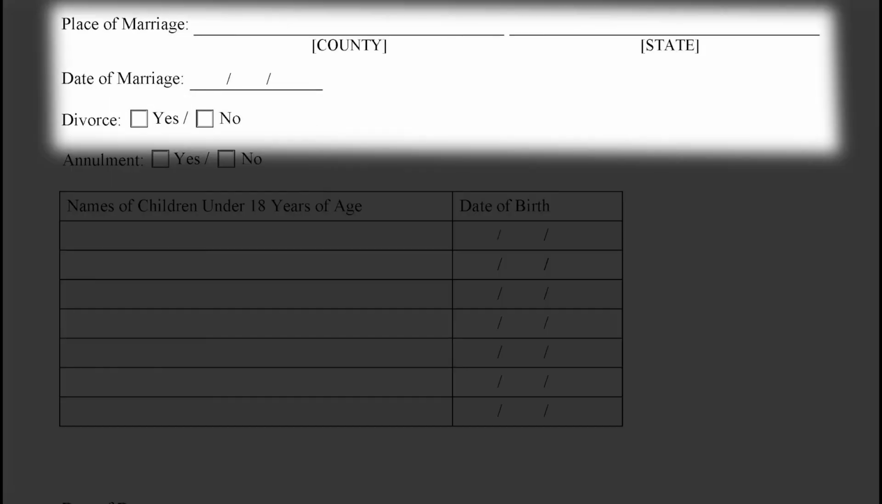Place of marriage, you'll need the county and the state in which you were married. The date of marriage, the month, day, and year of your marriage. You'll want to select divorce.